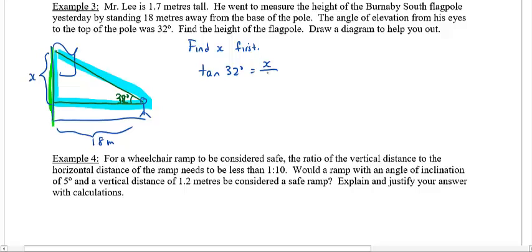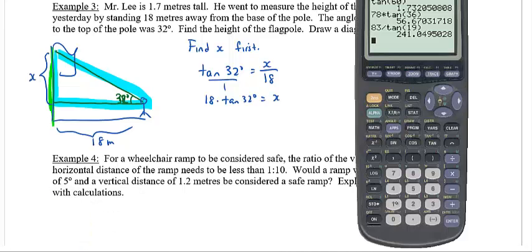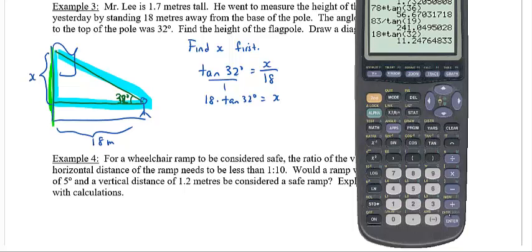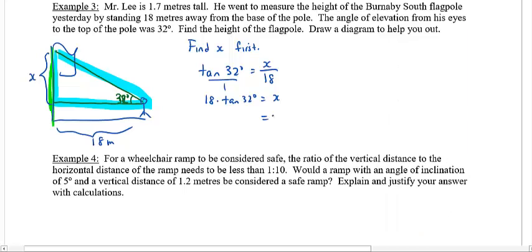What's the adjacent in this case? You got it, 18. So we'll cross multiply again. 18 times tangent 32 degrees equals 1 times x. Calculator time. 18 times tangent 32. What do we get? 11.25. So x equals 11.25.